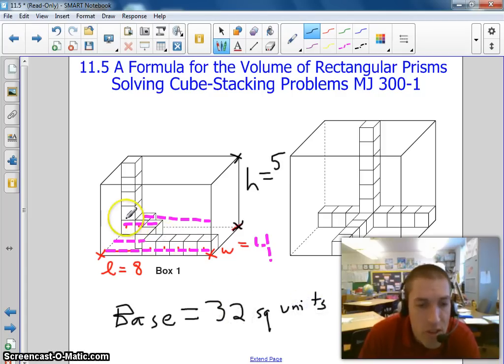Alright, it fills 32 squares at the bottom. Make sure you understand that. The length is 8, the width is 4. 8 times 4 gave us 32, so there'd be 32 squares to fill the bottom.